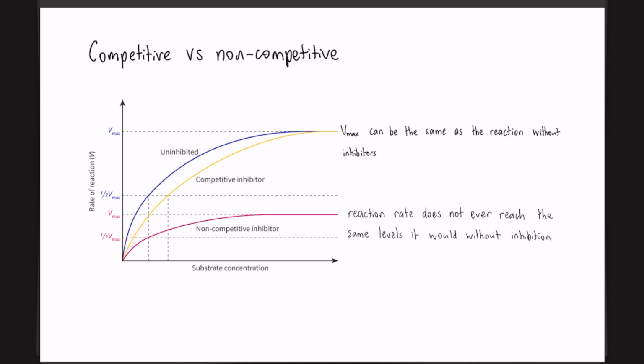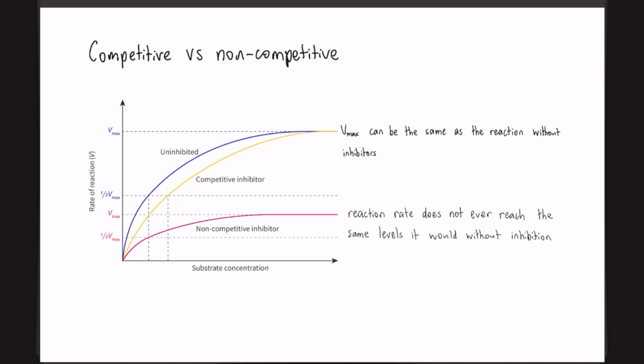However, a key difference is that in non-competitive inhibition, the reaction rate remains low even as substrate level increases. And this is because the altering of the active site caused by the binding of the non-competitive inhibitor to the allosteric site simply leaves fewer enzyme molecules available to catalyze reaction. So even if you have more substrate available, there will only be a limited number of enzyme molecules that will be able to bind to them.